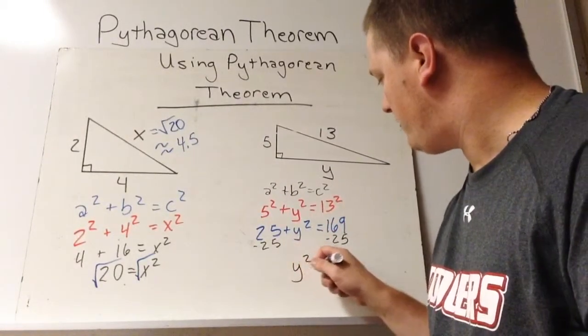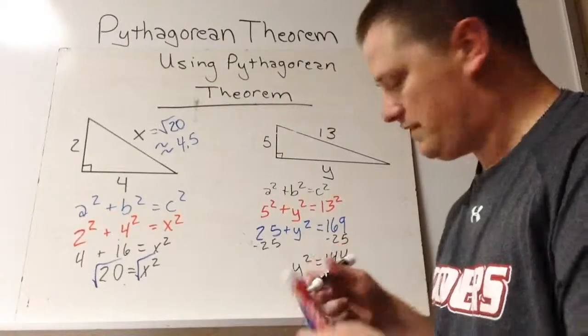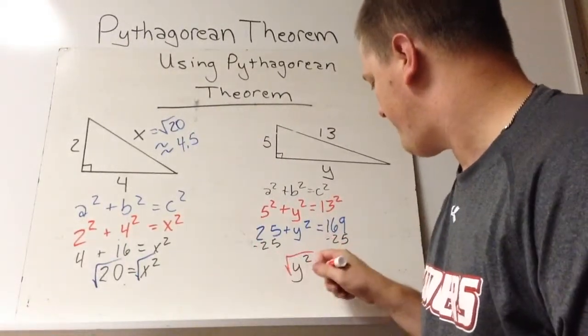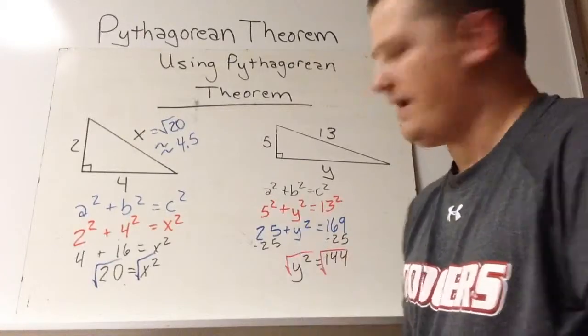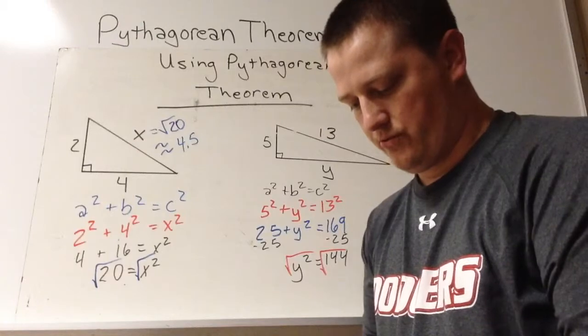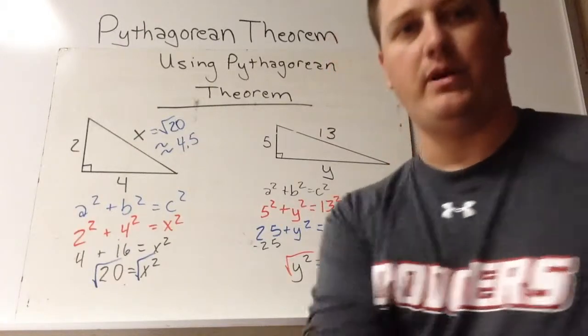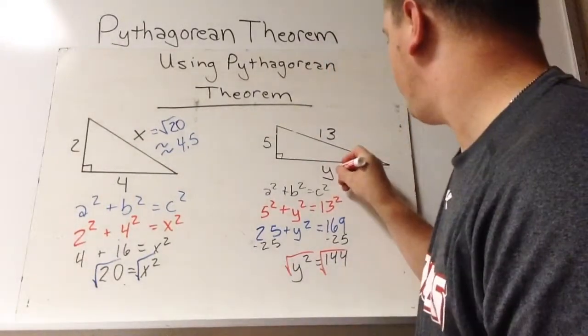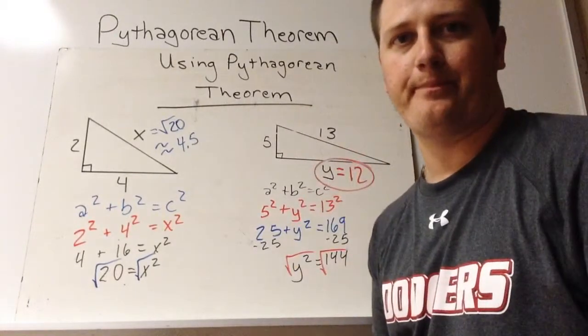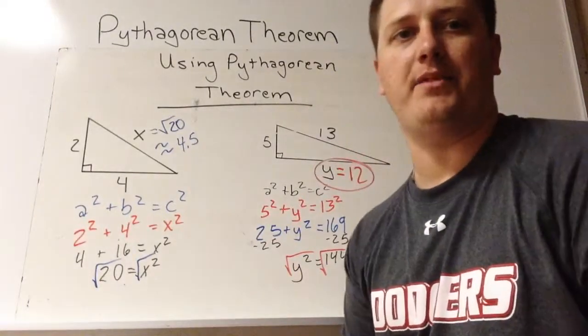Y squared equals 144. And again, square root both sides. And a calculator can come in handy here. Square root of 144. And we know that this side is exactly 12. Alright, this has been the Pythagorean Theorem.